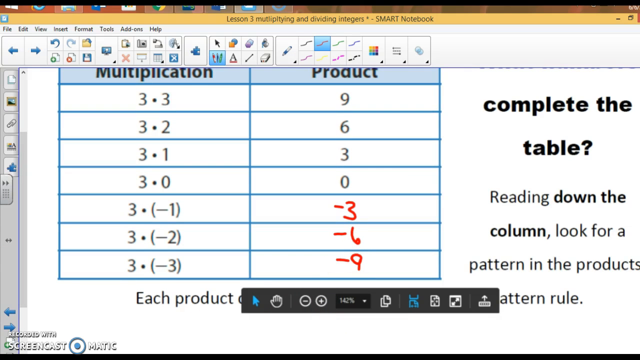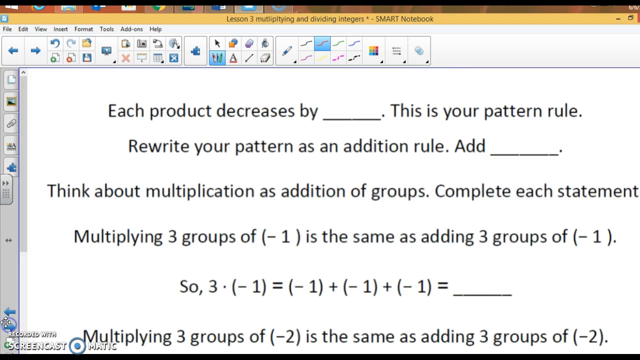Let's look at our pattern. When the signs are the same, positive, positive, positive, positive, the answer is positive. When the signs are different, the answer is negative. Each product decreases by 3. This is your pattern rule. Rewrite your pattern as an addition rule. Add -3.